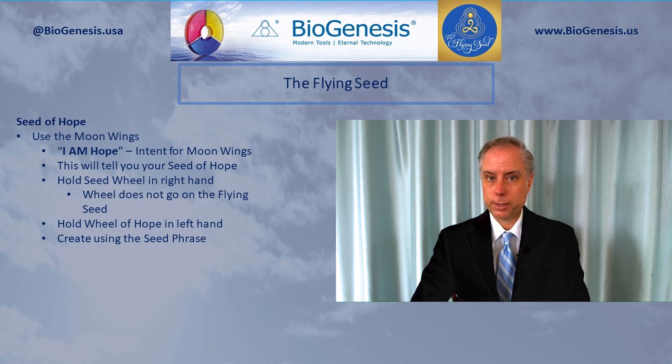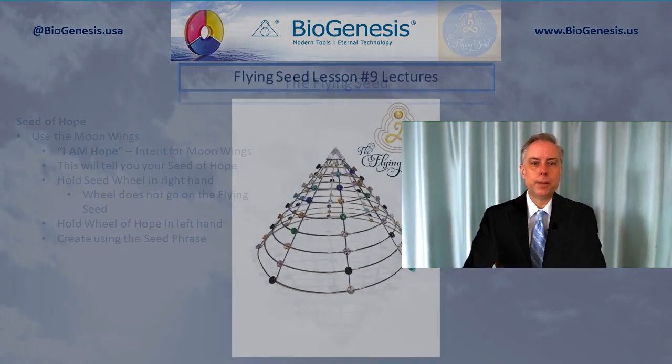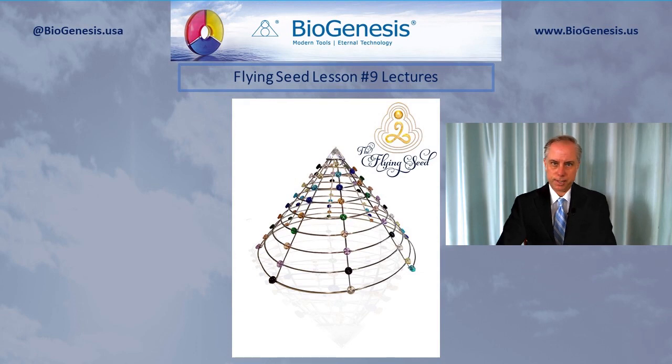Then we will do the creating practice, just as we normally do with the flying seed, and we use the seed phrase for that particular seed. So everything's the same as we normally would do to enliven any particular seed, except that the primary wheel doesn't go on the flying seed, it goes in your right hand, and you hold the wheel of hope in your left hand for this process. Once that is done, we then move to our reflective seeds. And I told you about this a couple weeks ago.